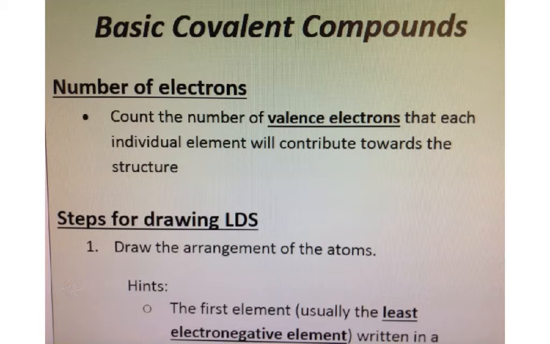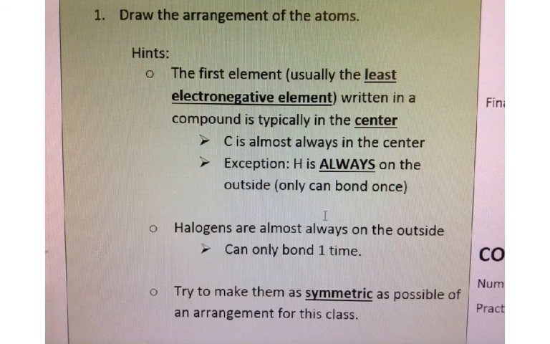Now, what you're going to need to do for every single problem is follow a certain set of steps. The first thing you're going to need to do is count the number of electrons. And when we're talking about electrons, we're talking about the valence electrons, or the electrons that are involved in bonding, which makes sense when you're trying to draw covalent compounds. We're only talking about how they're bonded, so that's why we only care about the valence electrons. When you're counting them, all you need to do is count how many each individual has and add them all up. Okay, then what you're going to need to do is draw them.